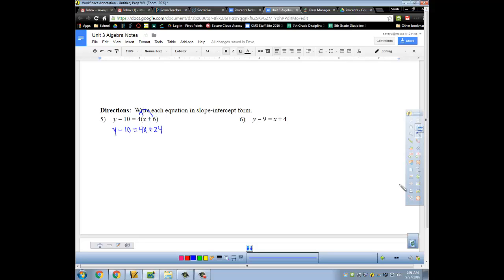So I want to get y by itself, so I'm going to add 10 to both sides. Do not add the 10 to the 4x because those aren't like terms. So we get y equals 4x plus 34. And you're done because it's in slope-intercept form.